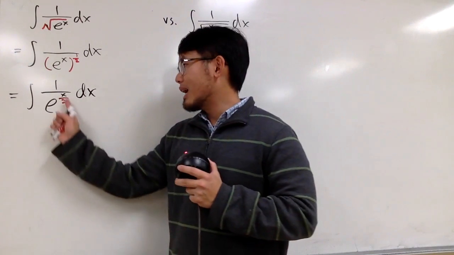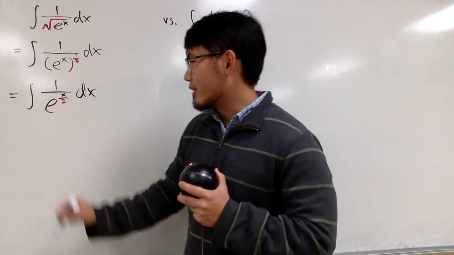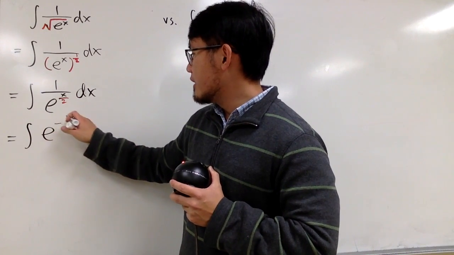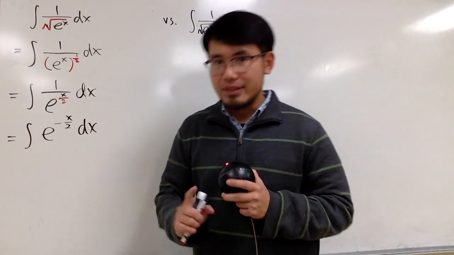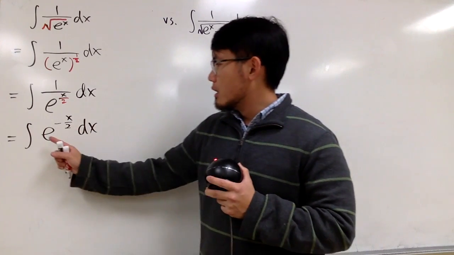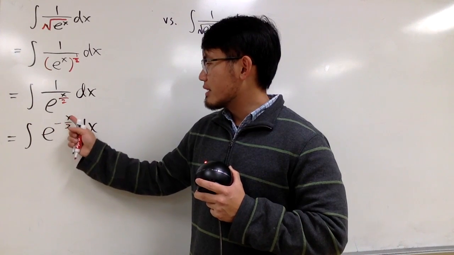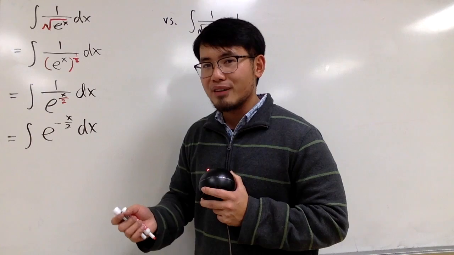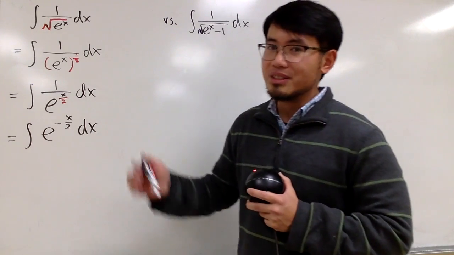And here we have this in the denominator. We can bring that up to the numerator and use a negative power. So this is the integral of e to the negative x over 2 power dx. And now, check this out. Well, we have e to the something, and here we have negative x over 2. The derivative of negative x over 2 is just negative 1/2. It's just a constant multiple of dx. So that's good, because this is pretty easy now.